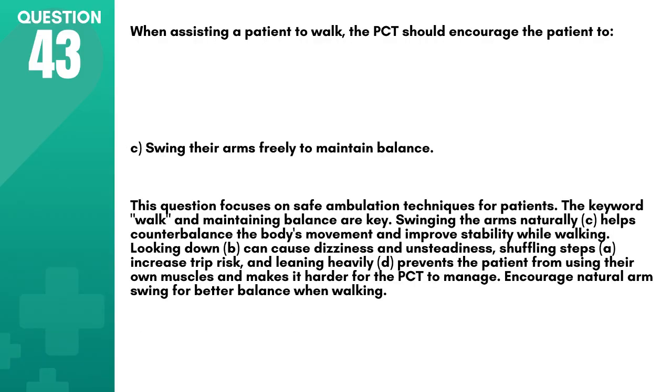Answer: C. Swing their arms freely to maintain balance. This question focuses on safe ambulation techniques for patients. The keywords walk and maintaining balance are key. Swinging the arms naturally, C, helps counterbalance the body's movement and improve stability while walking. Looking down, B, can cause dizziness and unsteadiness. Shuffling steps, A, increase trip risk, and leaning heavily, D, prevents the patient from using their own muscles and makes it harder for the PCT to manage. Encourage natural arm swing for better balance when walking.